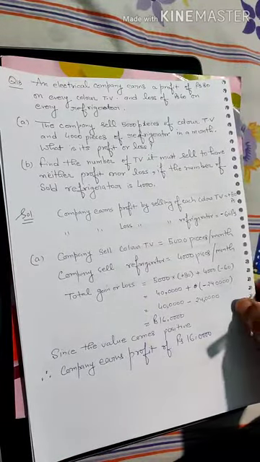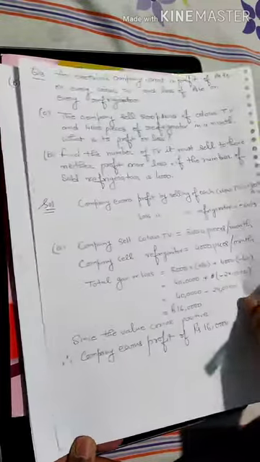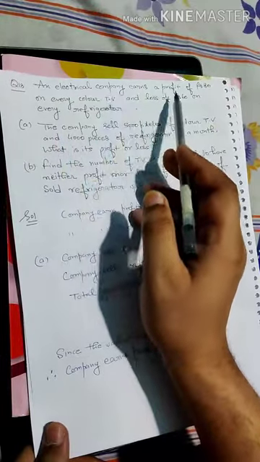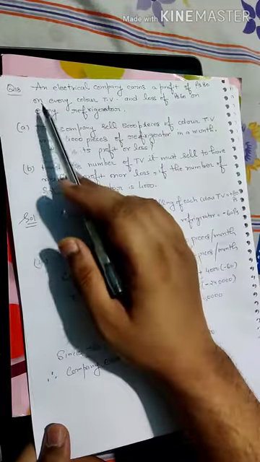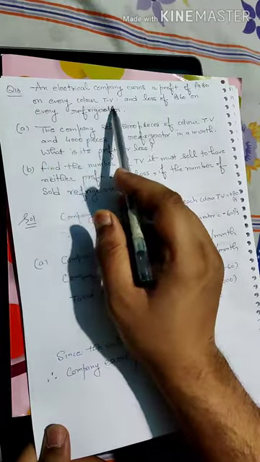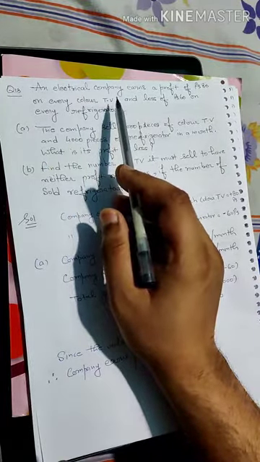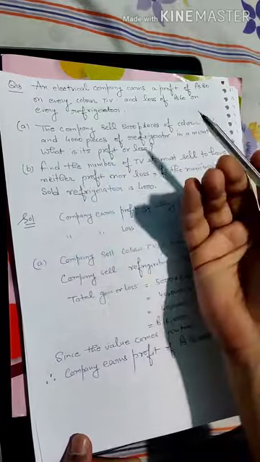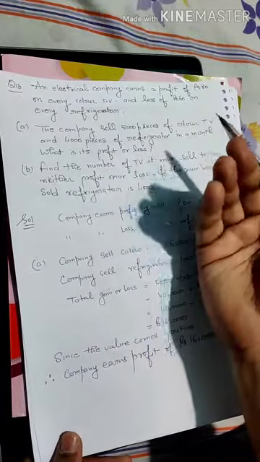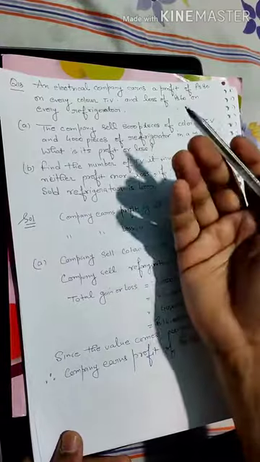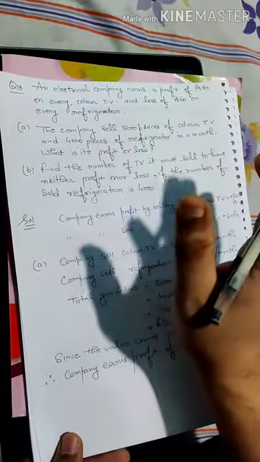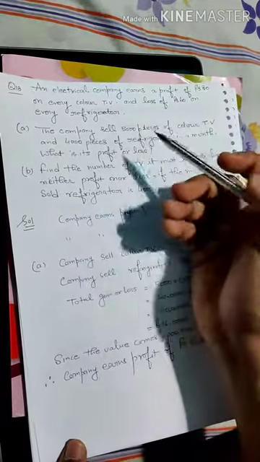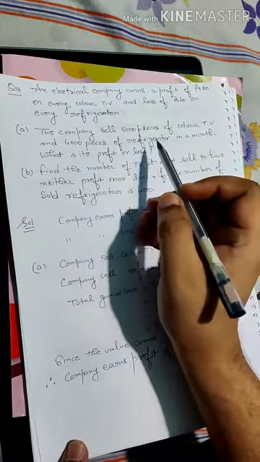Moving towards the next question. An electrical company earns a profit of rupees 80 on every color TV. So here is the company which says that it earns 80 rupees profit for every color TV. Whatever be the price of a TV, if the company sells the TV, the company earns 80 rupees profit.